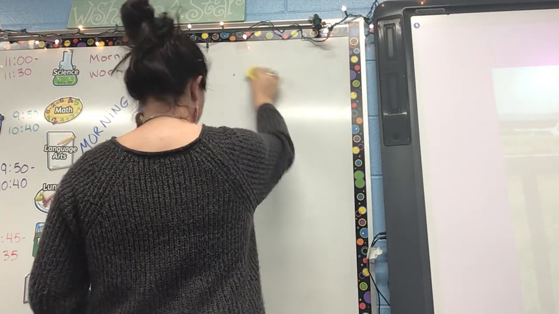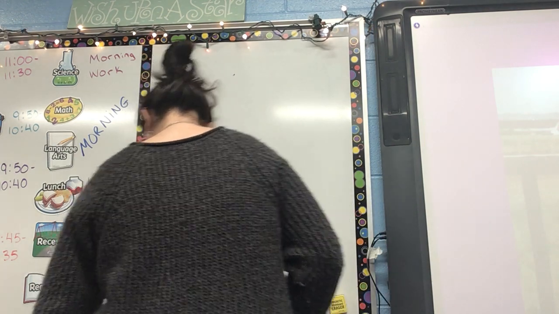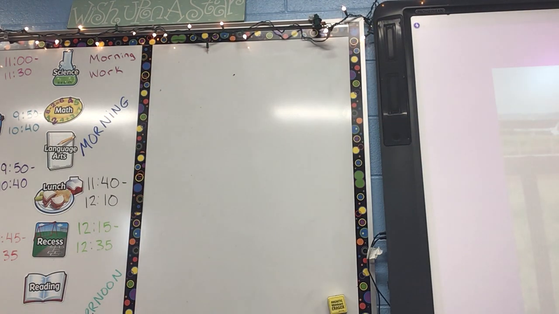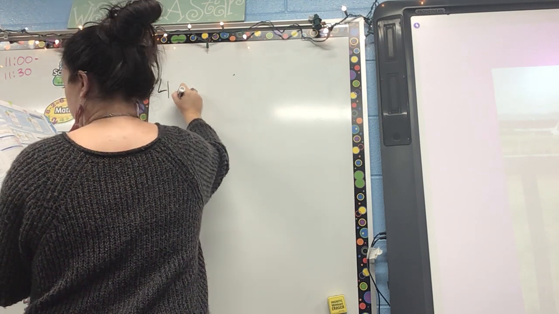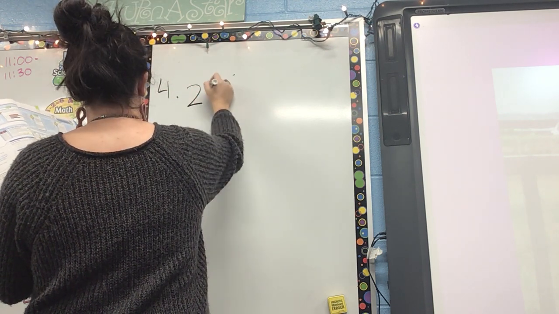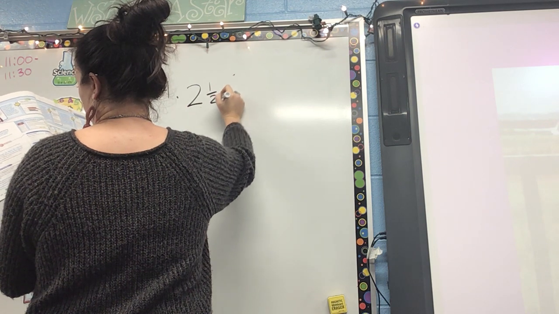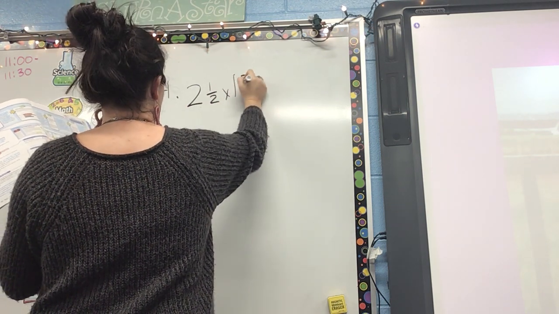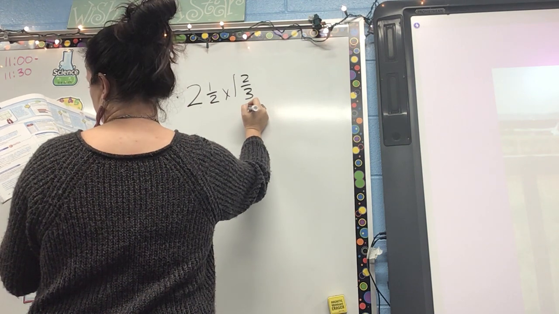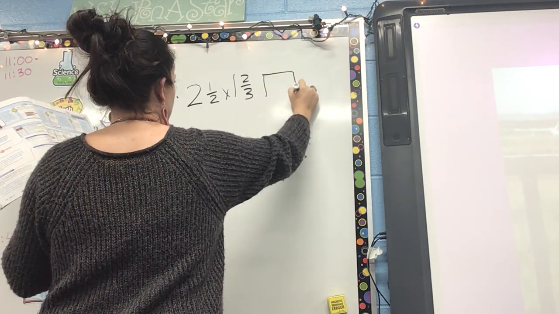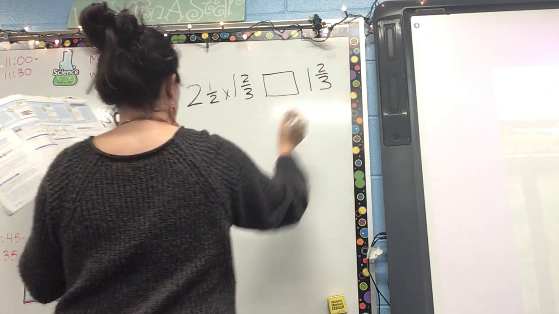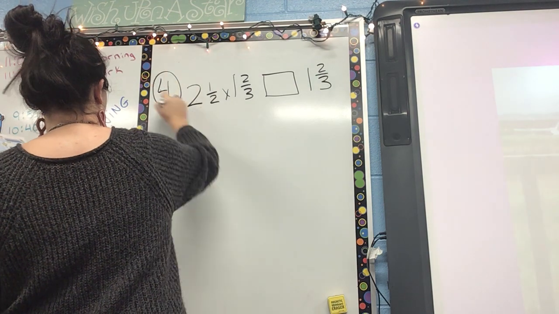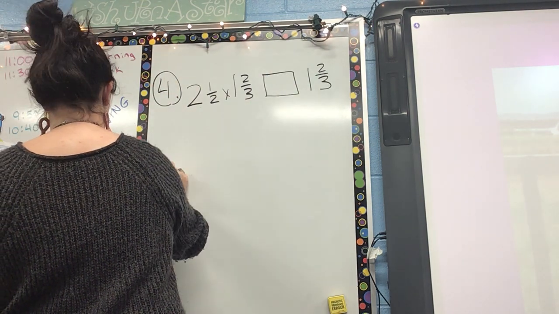All right, number 4. You guys are going to try this one on your own. Here we go. You got to find a marker. Two and 1/2 times 1 2/3. Our blank box there for our symbol, and then 1 2/3. Fill in this box. What goes there?